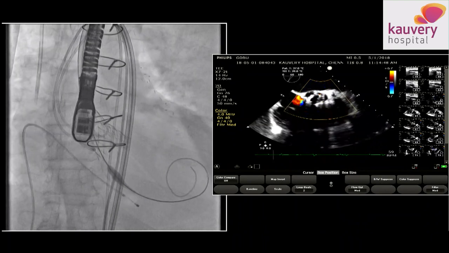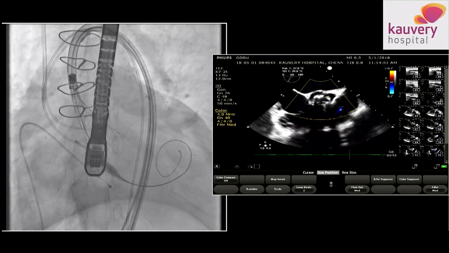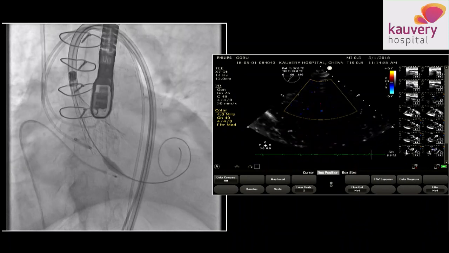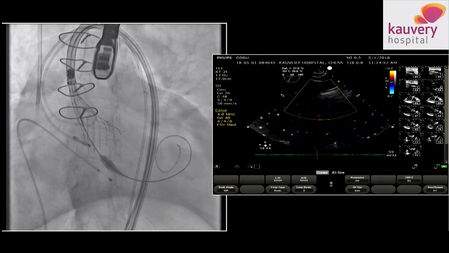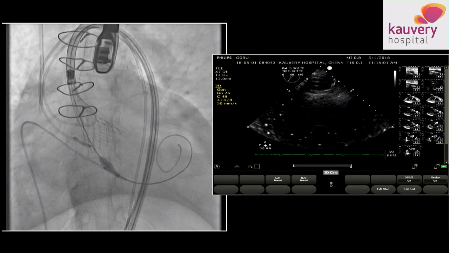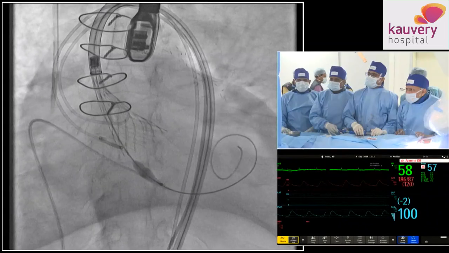Let's go to implanter's view, please. Okay. Remove the TEE, please. TEE out. Pull the TEE probe. I'll do that. Don't worry. Okay, a bit more. Push. Yeah, I'll push. Just push the wire.